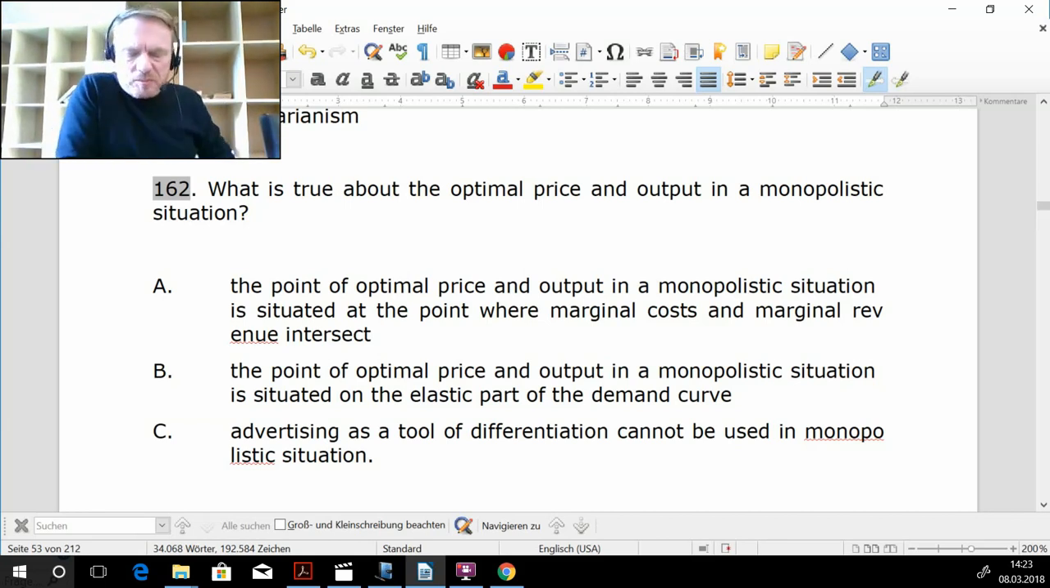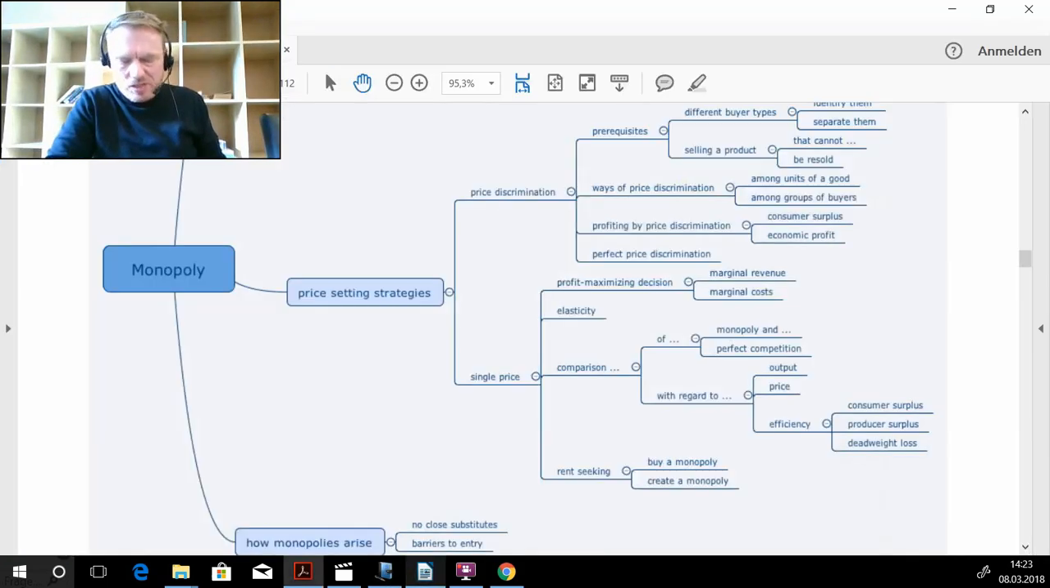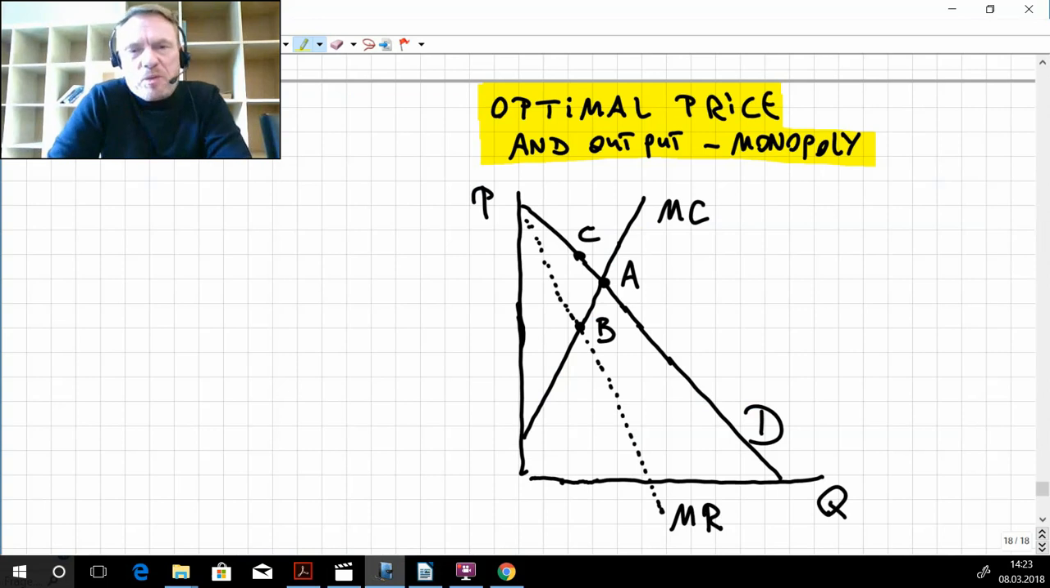Question A. The point of optimal price and output in monopolistic situation is situated at the point where marginal costs and marginal revenue intersect. Let's see what's true and what is not. Here, the optimal price and output. If you first take a look at the demand function indicated with D. There's the demand function, and there's marginal cost, and of course there's marginal revenue, the dotted line. Then marginal costs and marginal revenue need to be equal to one another, and if they are, the quantity demanded can be derived, which is here.